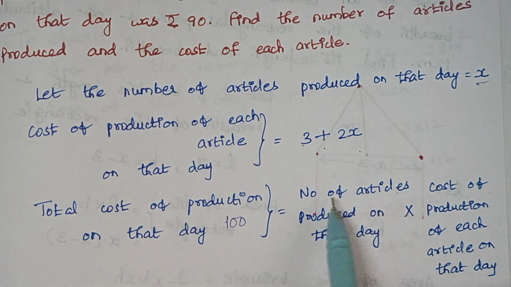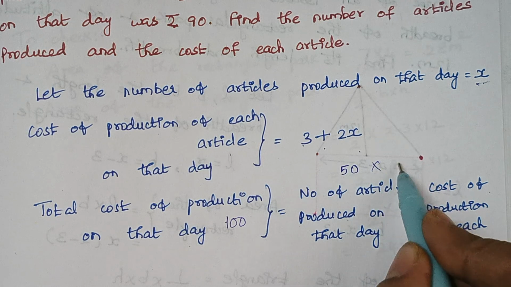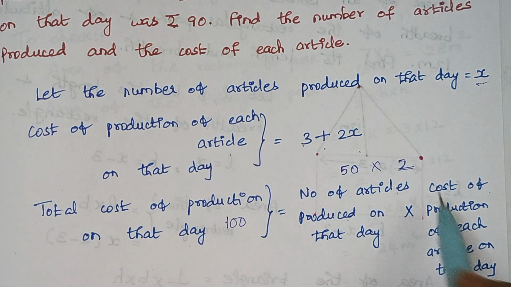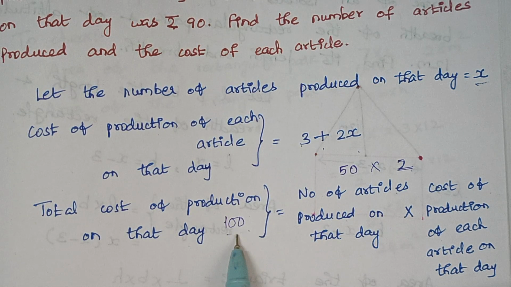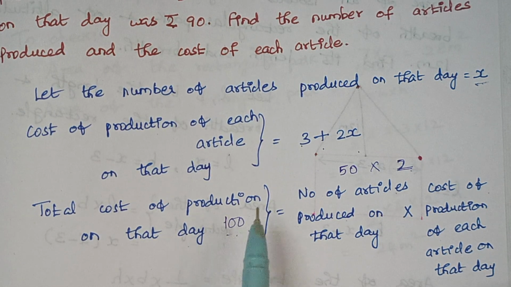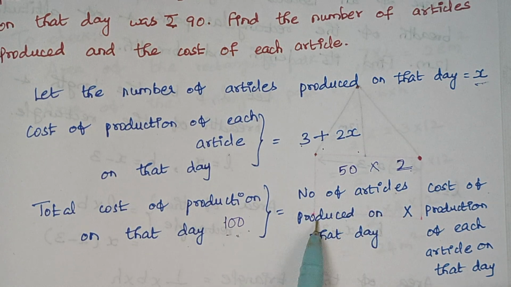For example, here the number of articles produced be some 50. So for each article the production cost is some 2 rupees. So 50 into 2 makes you 100. Am I making sense here? For example, we are manufacturing some kerchiefs, let it be. So the total cost of production on a day is 100. How can you calculate that? The number of articles produced, that is the number of kerchiefs produced on a particular day, into the production cost of each kerchief.